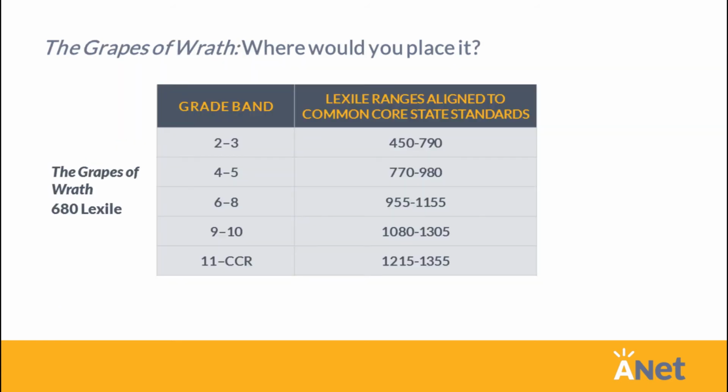As we just discussed, Lexile level is one measure to determine a text's quantitative complexity. On your screen, you can see the Lexile ranges aligned to the Common Core standards for each grade band. The Grapes of Wrath's Lexile level is 680, which puts it within the 2nd to 3rd grade band. John Steinbeck, who wrote The Grapes of Wrath, is well known for his simple writing style. His writing has simple sentence structure and language, which accounts for this Lexile placement.